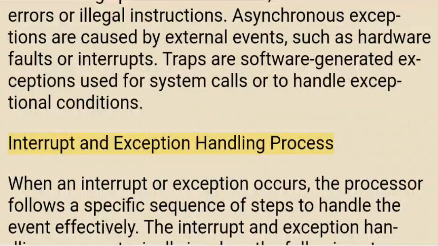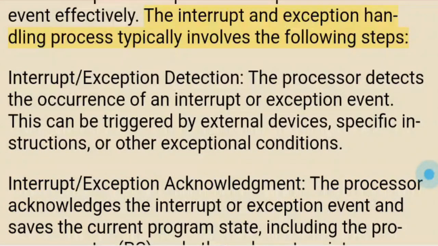Interrupt and exception handling process. When an interrupt or exception occurs, the processor follows a specific sequence of steps to handle the event effectively. The interrupt and exception handling process typically involves the following steps. Interrupt exception detection: the processor detects the occurrence of an interrupt or exception event. This can be triggered by external devices, specific instructions, or other exceptional conditions.